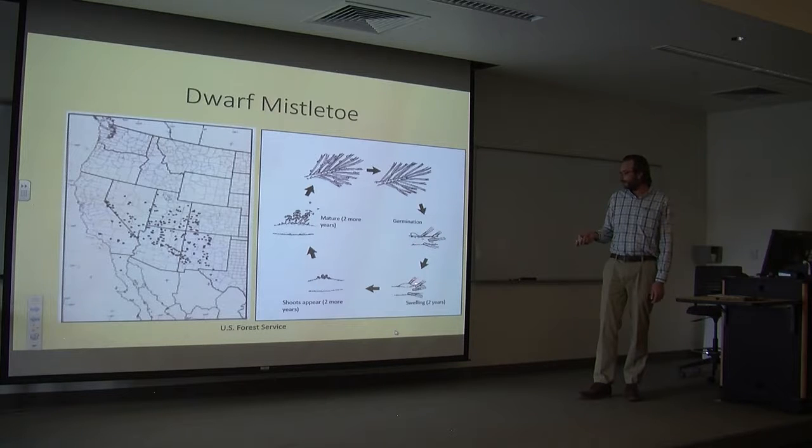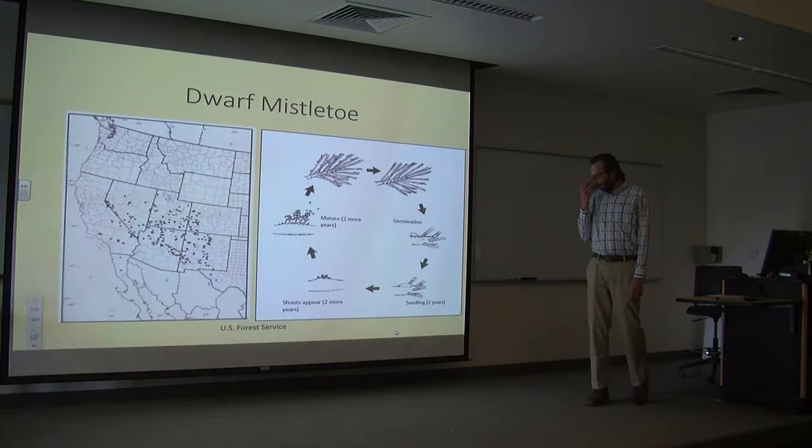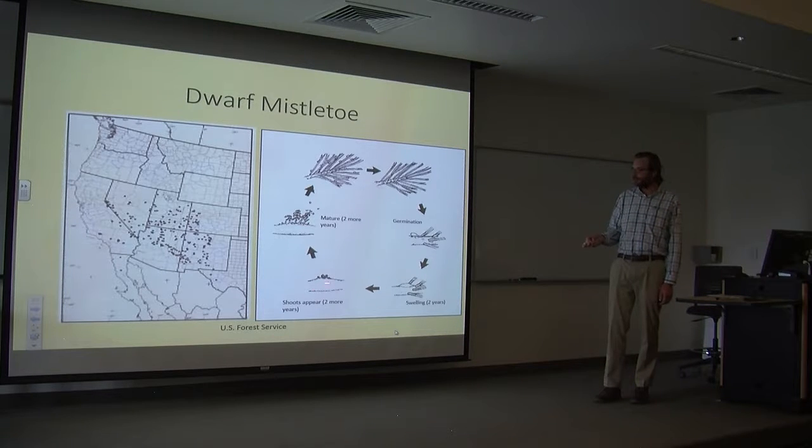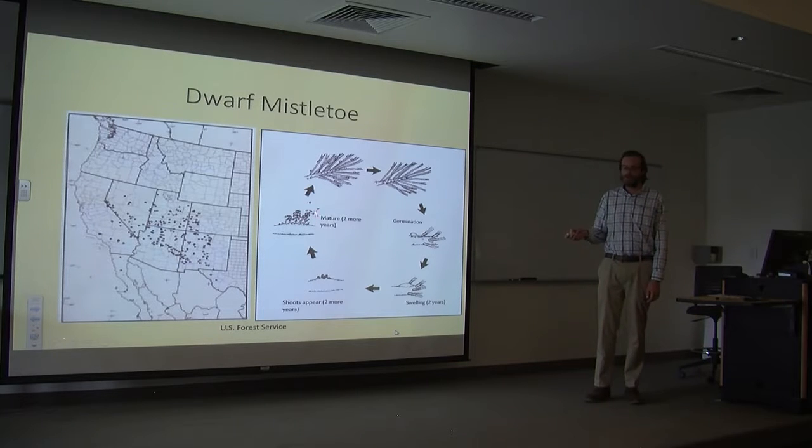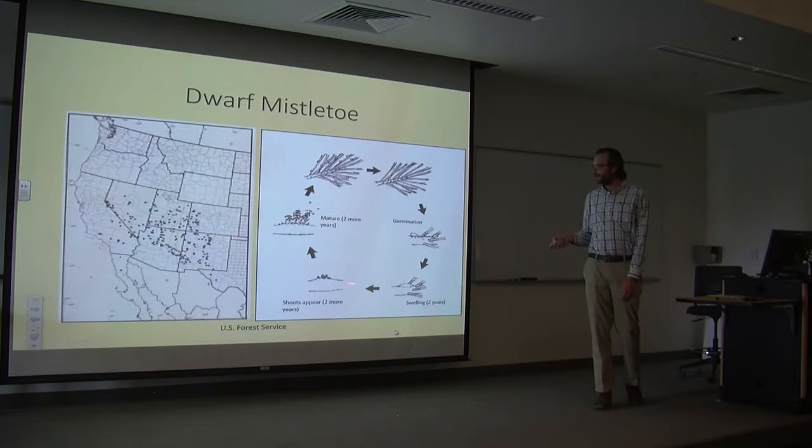After germination, about 2 years later, you'll start seeing swelling. That's the first evidence of infection. After that, 2 more years, the shoots start to appear. And then it takes 2 more years for the parasite to be sexually mature and restart the cycle.